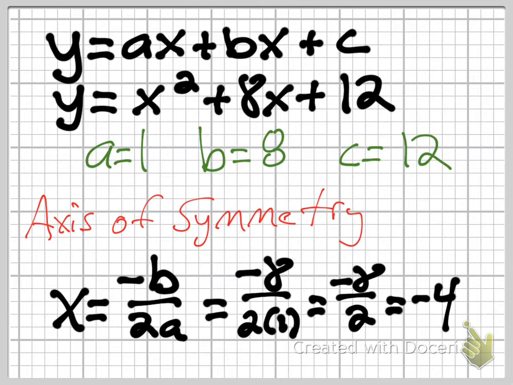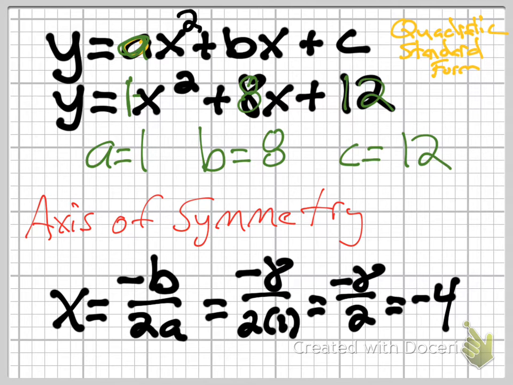Let's look at when we have the quadratic equation, y equals ax squared plus bx plus c. This is what we're going to call the quadratic standard form. And we can see here where the a is, that there's a 1. And where the b is, there's an 8. And where the c is, there's a 12.